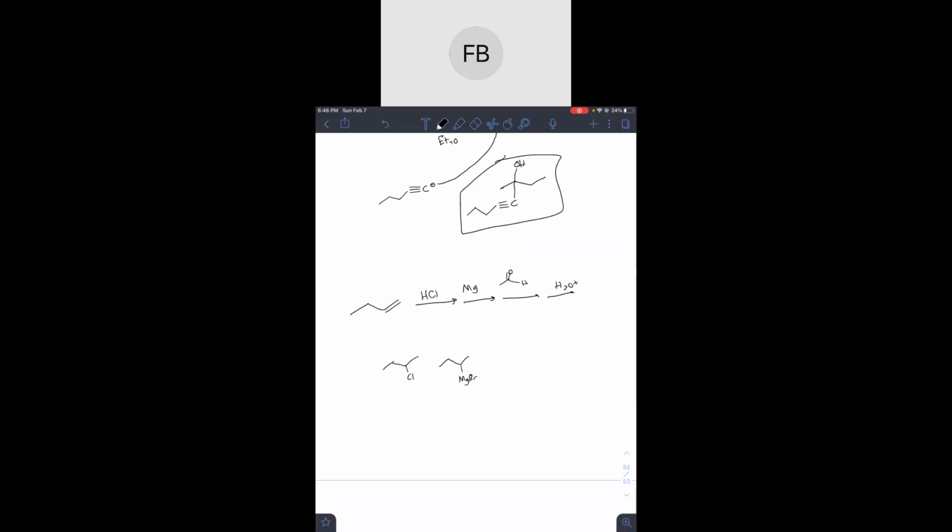And then this is equivalent to this with a negative charge here, which is going to attack the underside of the ketone. So then we're going to get this, and the ketone is now an OH, and it's attached to this. Okay, kind of like that. So it's going to look kind of like that.